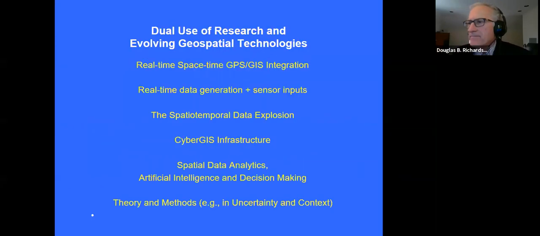Next slide. Types of dual use research in our evolving geospatial technologies are very extensive. Of course, they involve all the things we've been talking about that I've been involved in, the first real-time sensor inputs and so forth. And then from this became a spatial temporal data explosion of data gathered, then the building of cyber GIS infrastructure to house and manage it, and spatial data analytics, including now artificial intelligence and decision making.